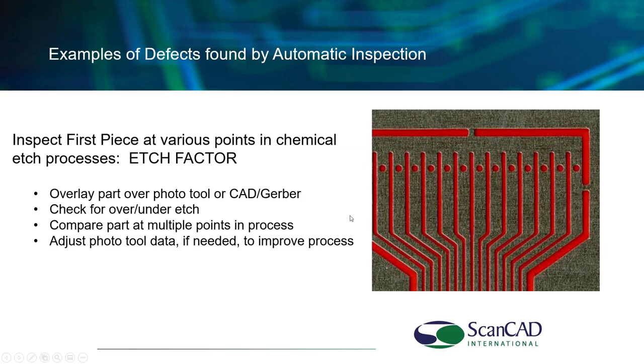Here's another example of using this in a chem etch environment, where we're actually assisting the process of understanding the etch factor. So you can actually use the ScanINSPECT system to inspect parts as they move through the process to verify that you're not over or under etching a part. So you're making sure as you move forward that everything's okay. And if necessary, you can even adjust or improve the photo tool or the data that's making the part, to allow for those kinds of situations that are difficult in a chem etch environment.